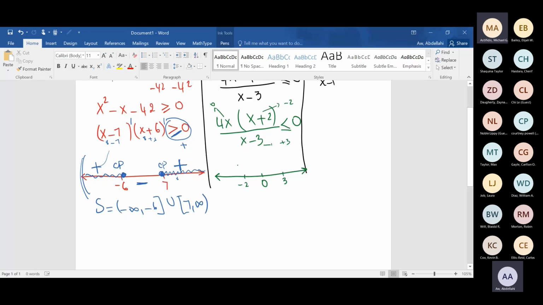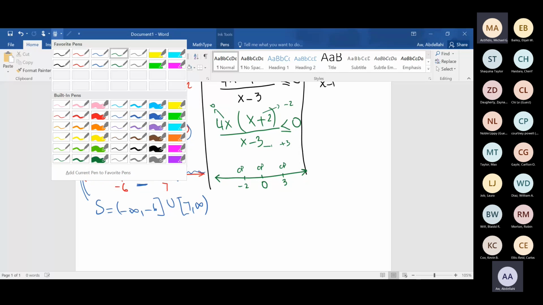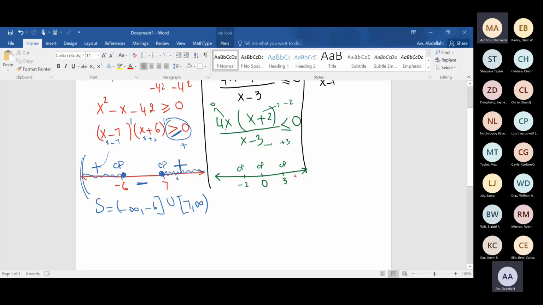For instance, every 0 here is a cross point. If I check 4, just randomly, I put 4 times (4 plus 2) over 4 minus 3. Everybody is positive, so it's going to be plus here. But since every zero is a cross point, it's going to be a minus, a plus, a minus, okay? Everybody see that?